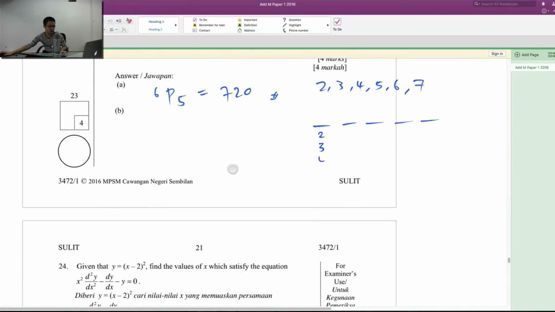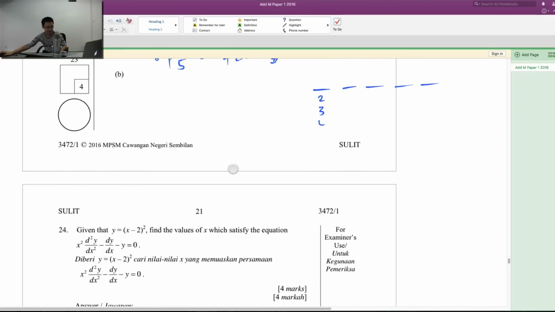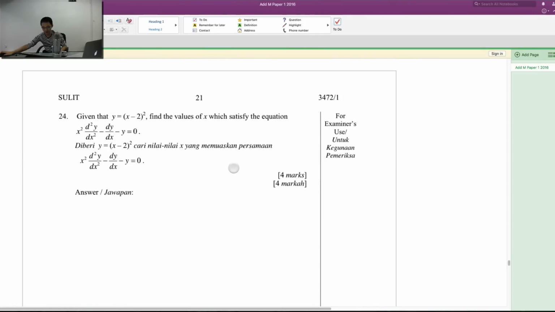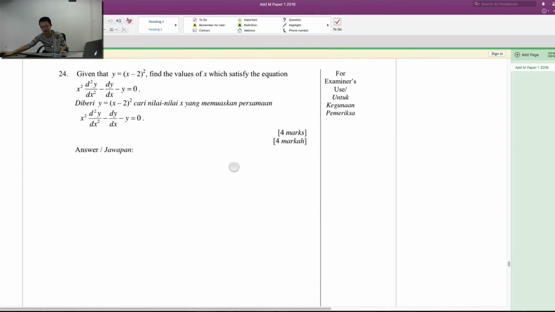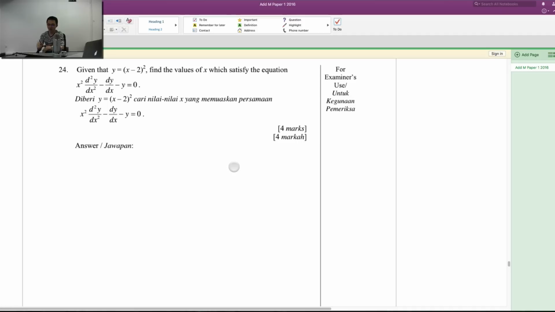Okay, so let's move on to the last two questions. Okay, 24. Given that y equals x minus 2 squared, find the values of x that satisfy the equation. Okay, this question, I think the purpose of this question is just to make it look very difficult. But I think it's still okay.